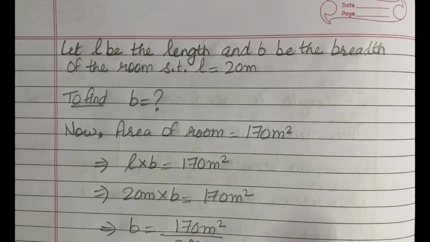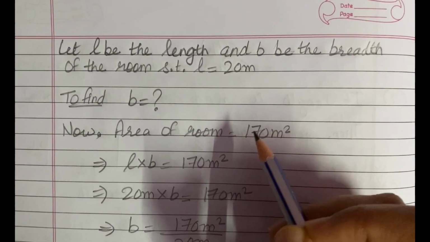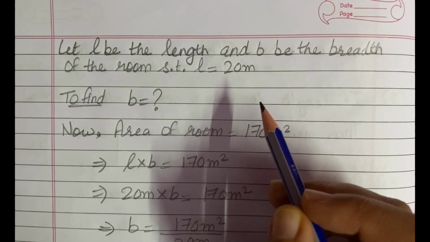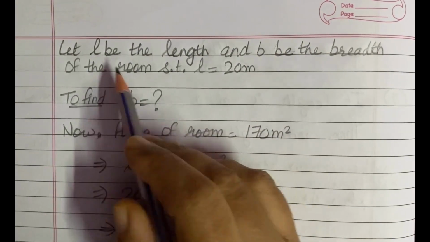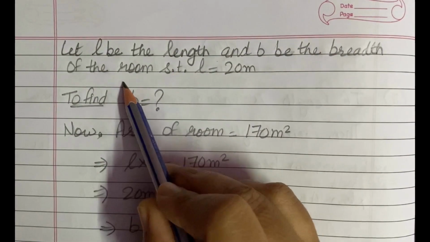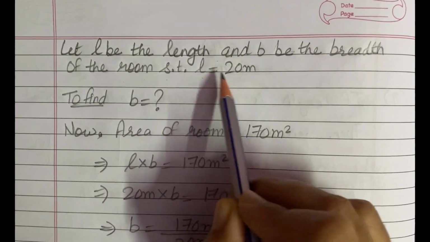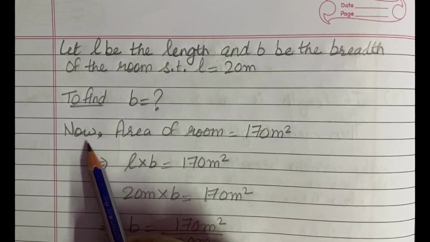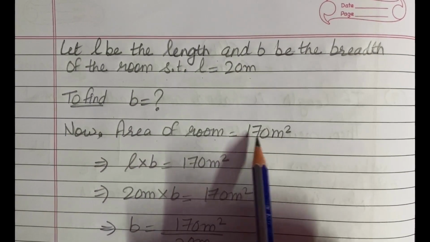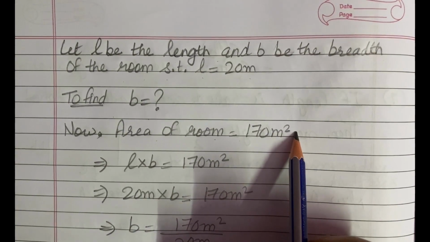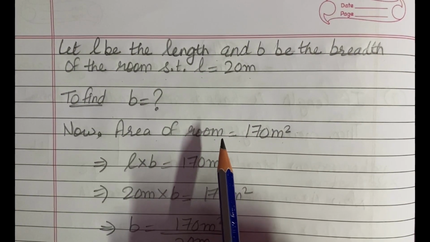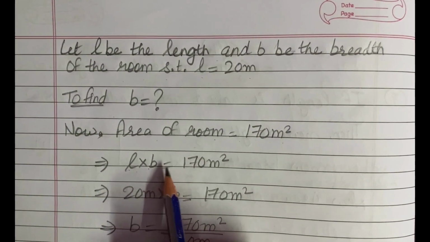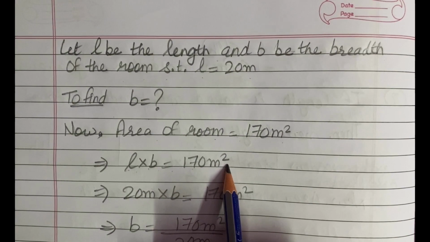Now students, we have got the area of the room, and the length of the room is already mentioned in the question, and we have to find the breadth of the room. So let L be the length and B be the breadth of the room such that L is equal to 20 meter, and we have to find B, that is breadth. Now we know that the area of the room is equal to 170 meters square, and the room is rectangular in shape. You know the formula of area of rectangle, that is L multiplied by B. So L multiplied by B is equal to 170 meter square.